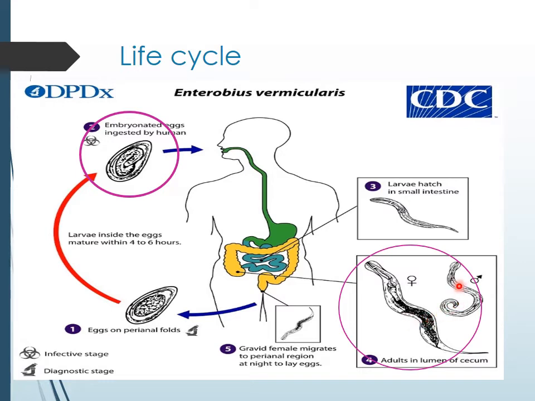The smaller is male and the larger is female. There would be fertilization. After fertilization, the male would die and the female worm would come out all the way through the rectum, and it would lay eggs in the perianal region. It is a typical characteristic of this worm that the gravid female would come out mostly during night time and lay eggs in the perianal region, and those eggs would be deposited around the skin.